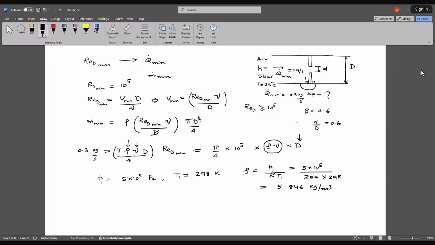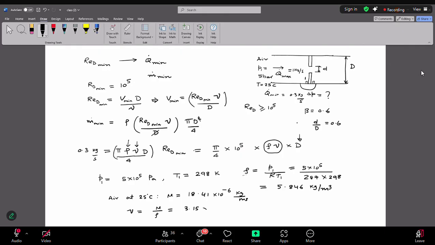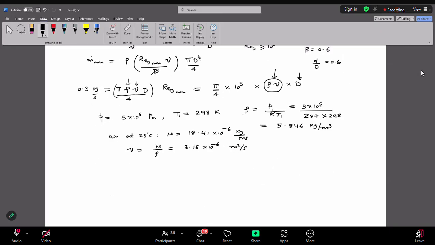And if you know rho, the dynamic viscosity of air at 25 degrees C, the dynamic viscosity mu, from the table, you can read this as 8.41 into 10 to the power minus 6 kg per meter second. So you can find out the kinematic viscosity as mu over rho. This will come out to be 3.15 into 10 to the power minus 6 meters square per second. So you know both the properties now, and you can substitute here.